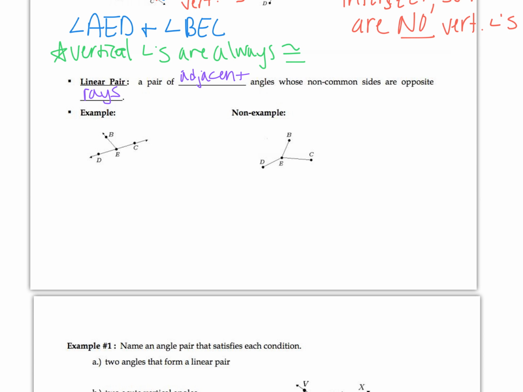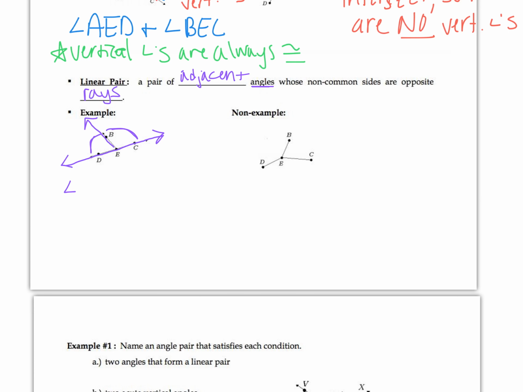So looking at our example, here is our line, right? Straight line. Then we have this ray coming out of it. So if our linear pair is a pair of angles whose non-common sides are opposite rays, then this would be a non-common side to this one, but they would make a pair on this line. So all I'm saying here is BEC and BED make a linear pair.